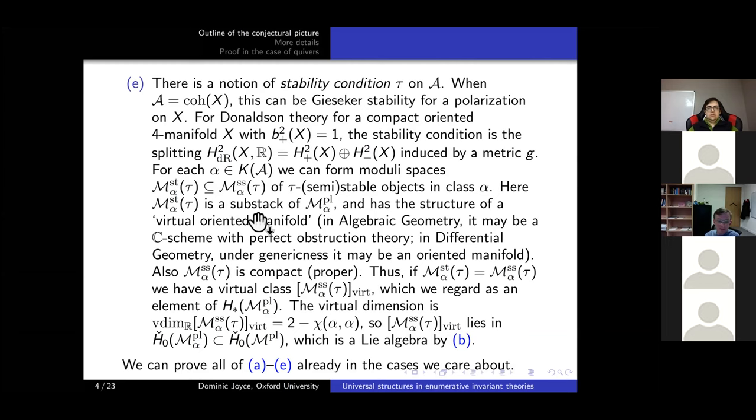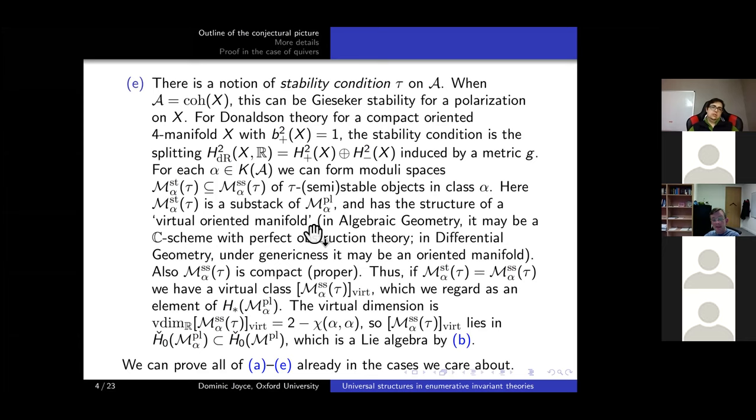So here the stable moduli space is actually a substack of the projective linear moduli space. Basically any stable object will have automorphism group Gm or U1. And when we form this projective linear moduli stack, we divide out by the Gms. So therefore any stable object has trivial automorphism group in this PL stack, which means that actually the stable moduli scheme is in fact a substack of this stack here.